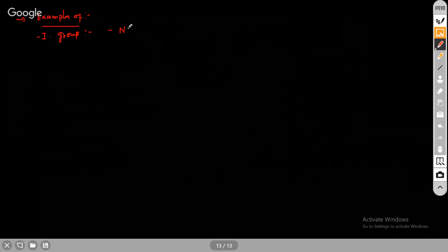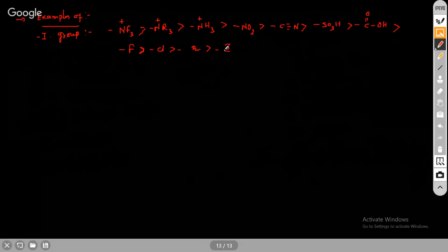Maximum minus I is for this NF3 plus. Then we have NR3 plus, NH3 plus, NO2, C triple bond N, SO3H, COOH, minus fluorine, then chlorine, then bromine, iodine, right?